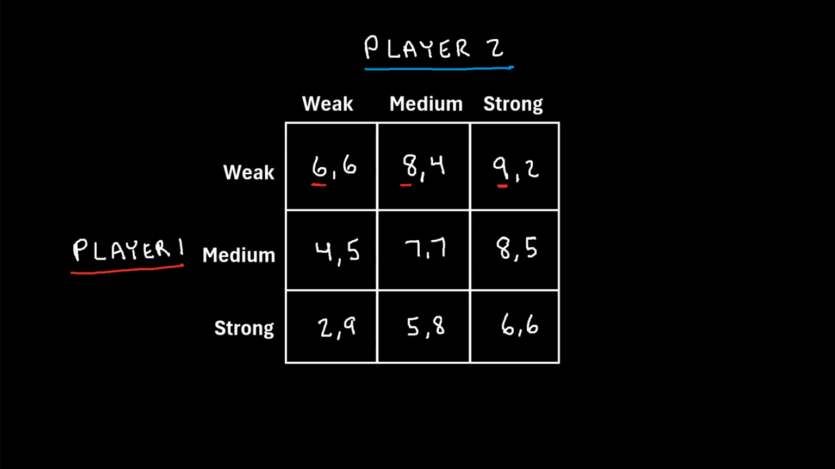And what we're going to notice is that for player 1, the strategy of weak is known as a dominant strategy, because no matter what player 2 decides to do, no matter whether player 2 chooses weak, medium, or strong, weak always gives player 1 the best possible outcome. So weak is a dominant strategy for player 1. So let's just note that.